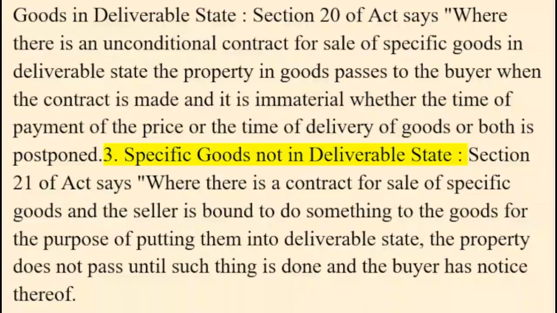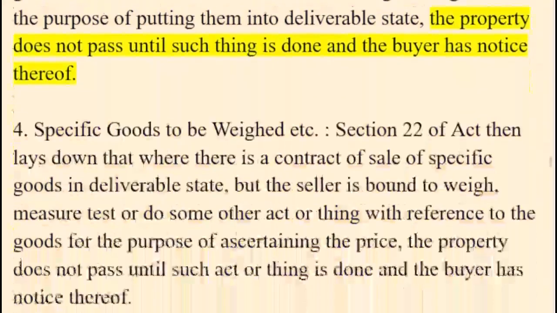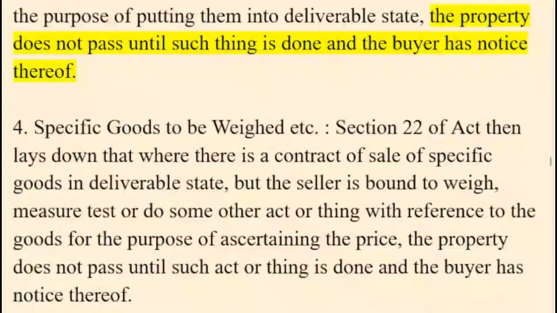3. Specific goods not in deliverable state. Section 21 of the Act says, where there is a contract for sale of specific goods and the seller is bound to do something to the goods for the purpose of putting them into deliverable state, the property does not pass until such thing is done and the buyer has notice thereof.